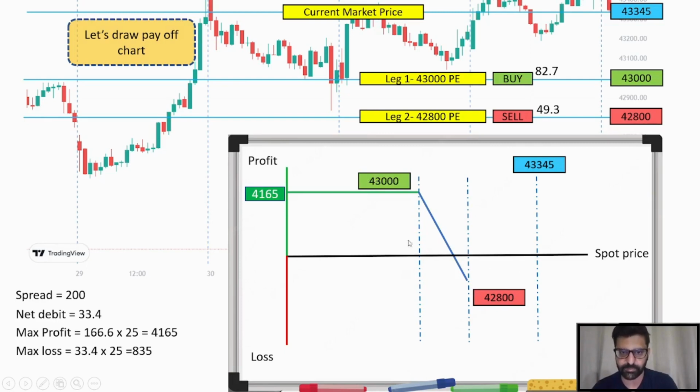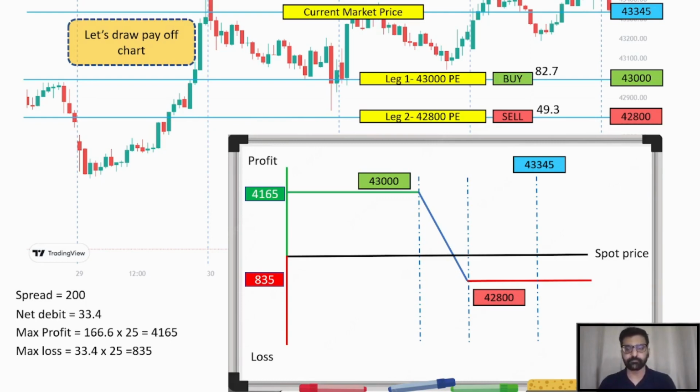So you can assume this is 42,800. This is 43,000. So max profit will happen once we go below 42,800, right? And that will be, let's say lot size is 25, so that will be 4,165. And max loss will happen if we are above 43,000, so that will be a max loss of 835. So this is where the max loss will be. Again, let me reiterate, this is 43,000 and this one is 42,800. The one in green is 42,800, the one in red is 43,000. All right. So this is what the payoff chart would look like at the time of expiry.